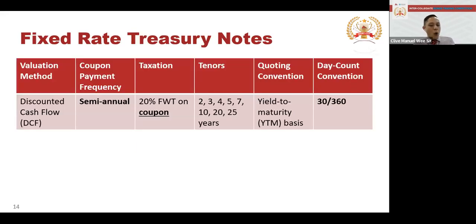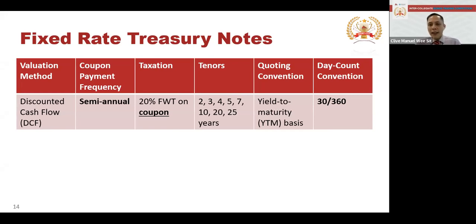Now, fixed rate treasury notes use discounted cash flows for valuation. Okay, it's an NPV formula. Now, a fixed rate treasury note is a coupon bearing instrument with semi-annual coupons, so it's paid out every 6 months. And the coupons are paid to investors net of 20% withholding tax. The tenors on FXTNs range from 2 years up to as long as 25 years.